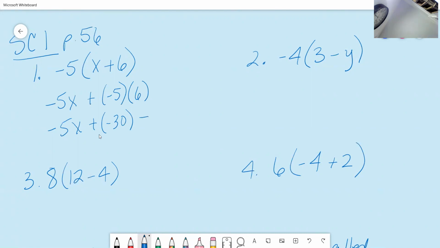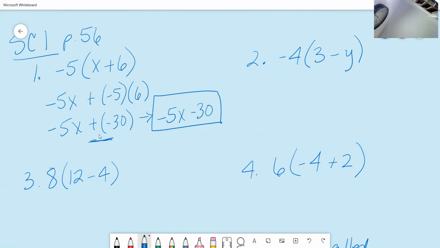You would simplify this one way though, because you don't want to have two signs next to each other if you can possibly help it. That's very confusing. So you could change this to -5x minus 30. Because like I said before, subtraction by definition is just adding a negative. So you can take that adding a negative and turn it into a subtraction. And it's more of what we're used to.